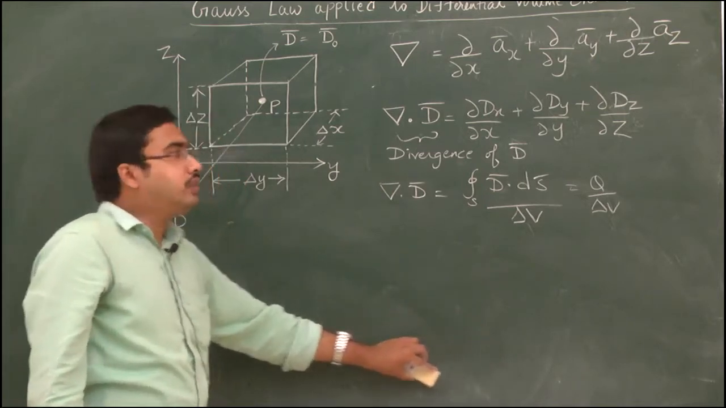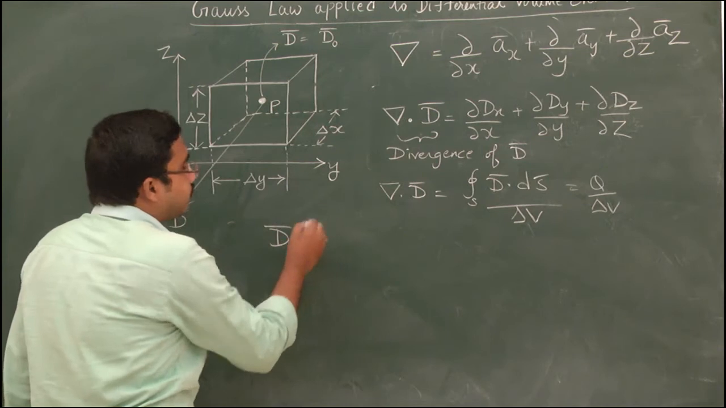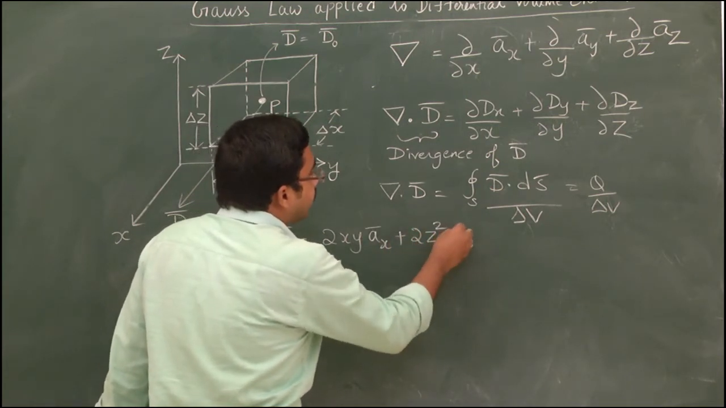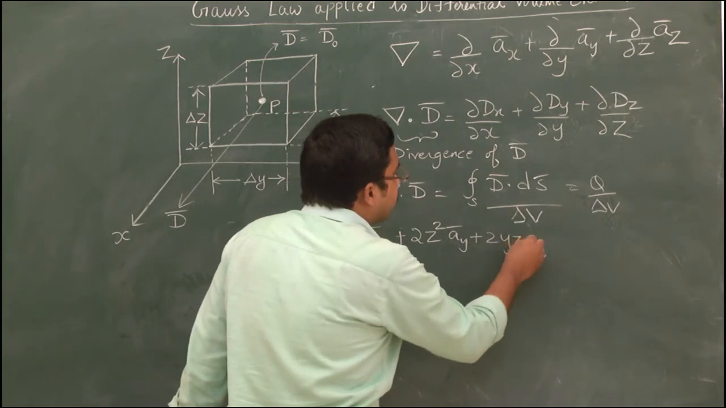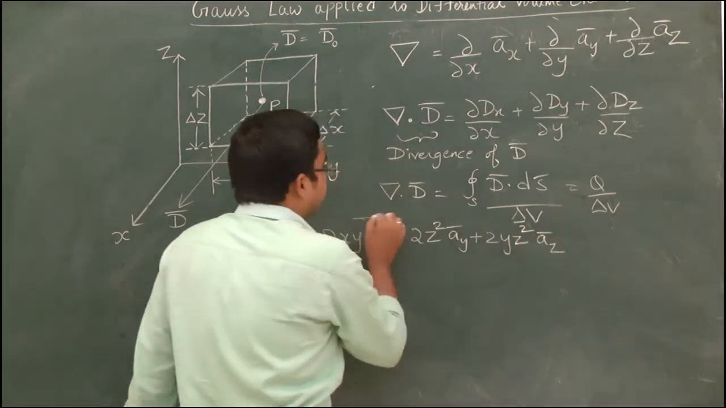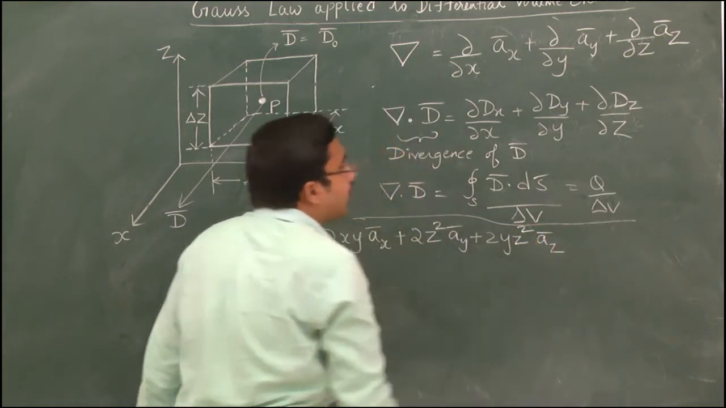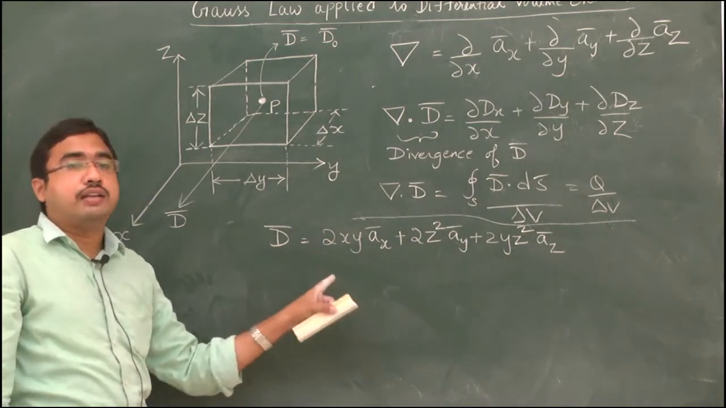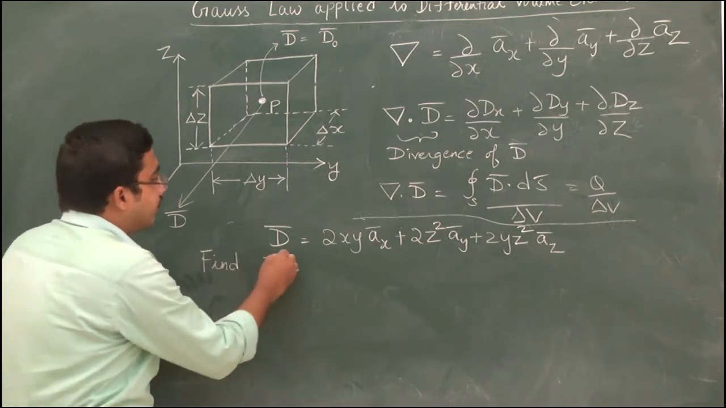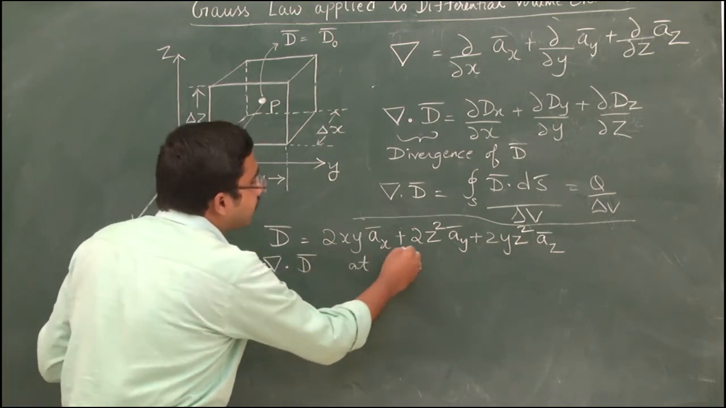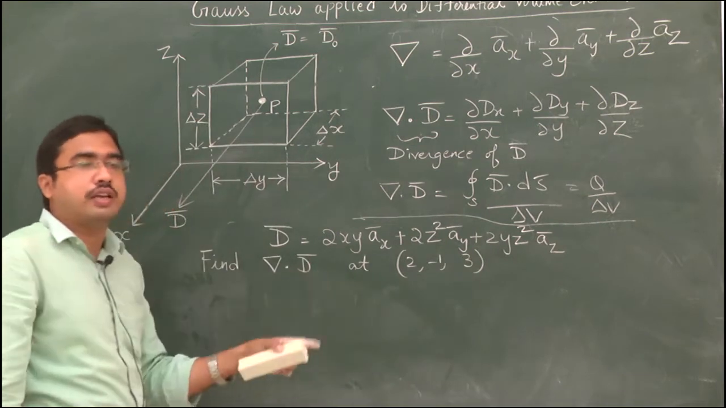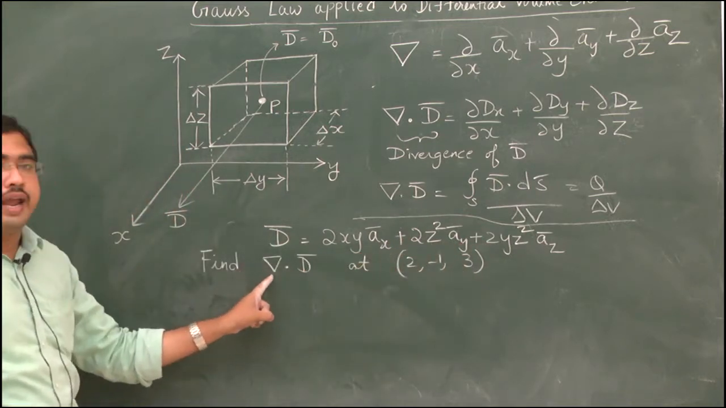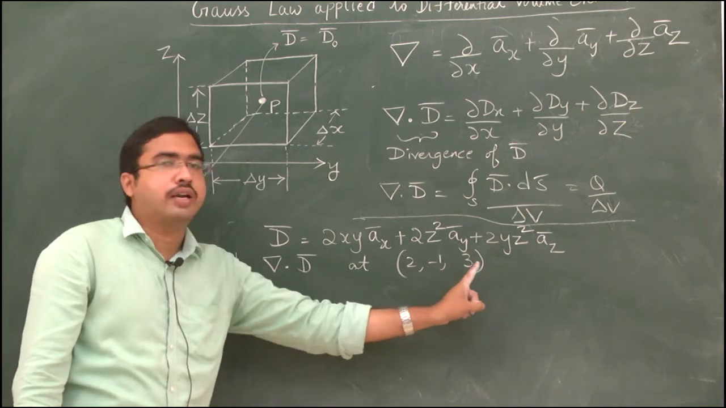Suppose sometimes they will give you the electric flux density D bar in vector form. Let us take it as some 2xy into ax plus 2z square into ay plus 2yz square into az. Okay, so this is the function for electric flux density D bar. Now they are asking you to find the value of del dot D bar at a point 2, -1, 3. Let us take some point. Okay, so they have given you D bar expression like this. They are asking you to calculate del dot D bar at some point 2, -1 and 3.